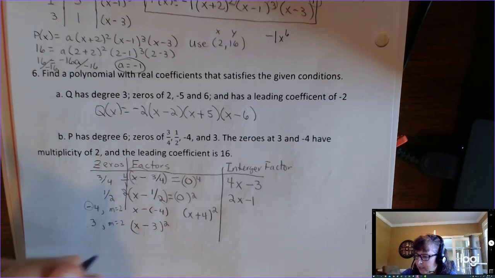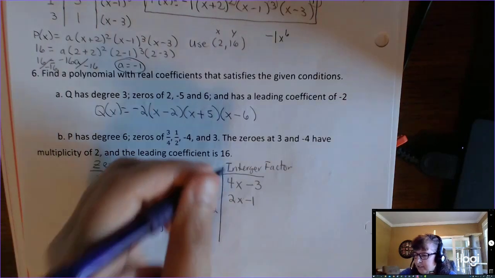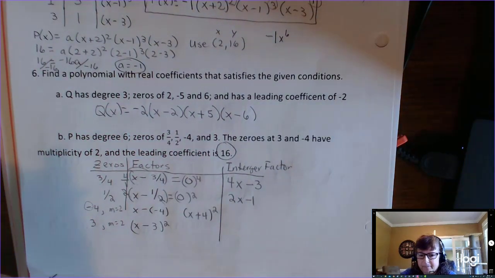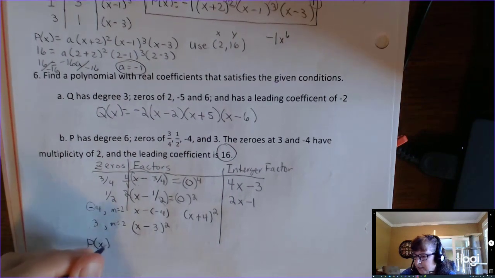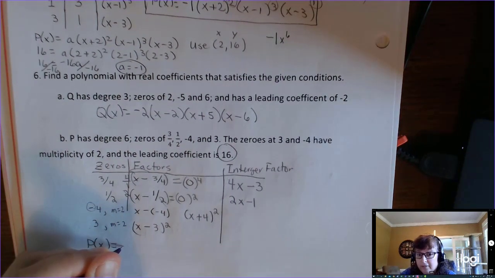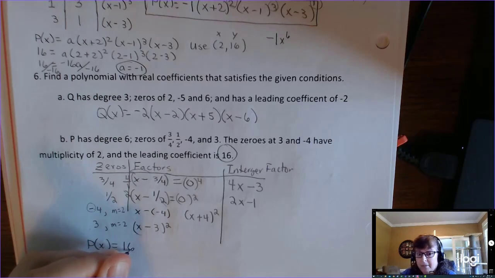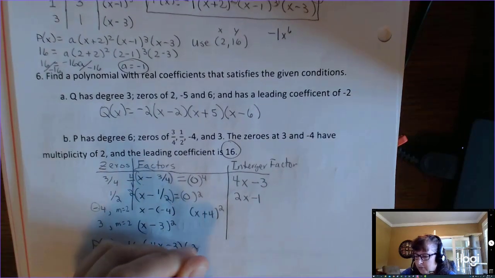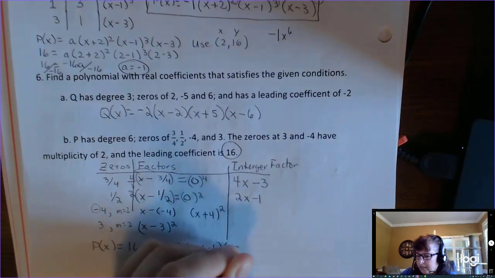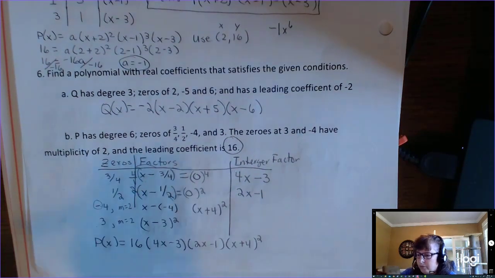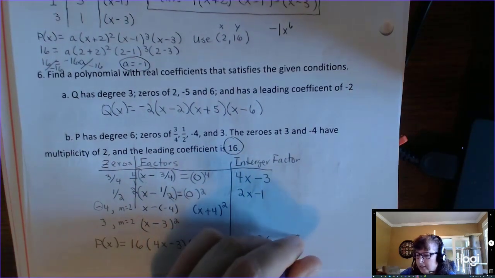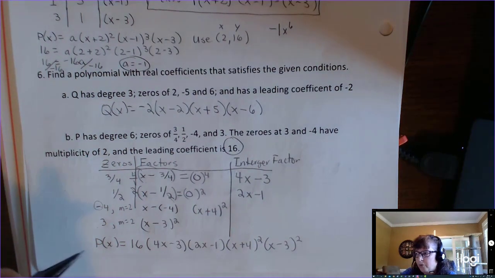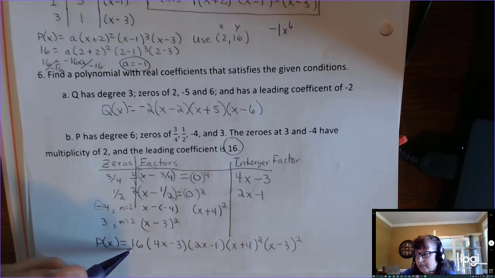Okay, so let's write this. So it says the leading coefficient is 16. Okay, so I'll do it wrong. This is wrong. So that means maybe you'd think, I'm going to put 16 in for A. That's easy. Leading coefficient 16, and my factors are 4x minus 3, 2x minus 1, x plus 4, quantity squared, x minus 3, quantity squared. So the question is, is that leading coefficient really 16?